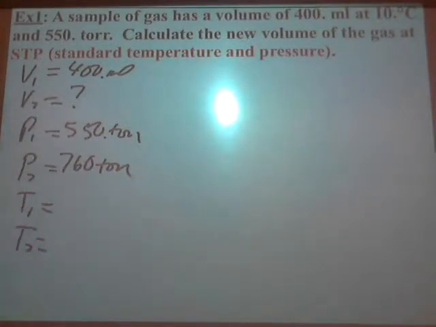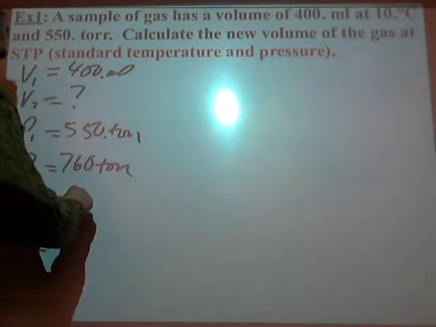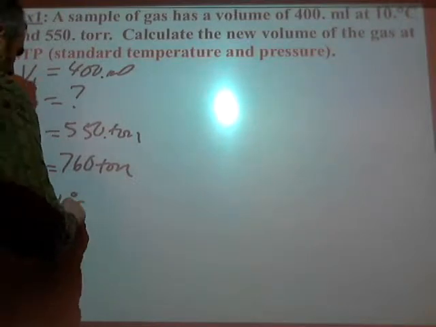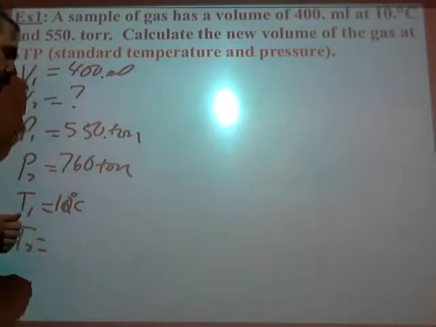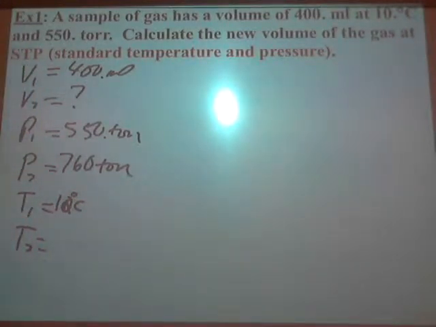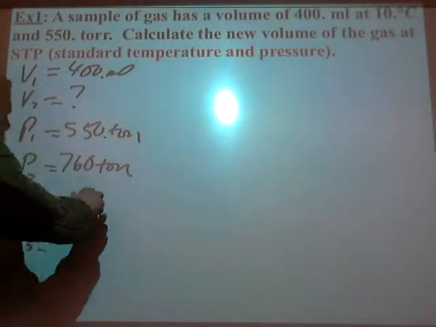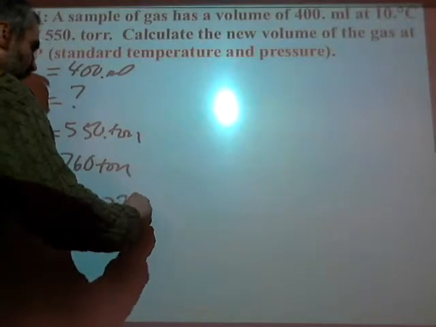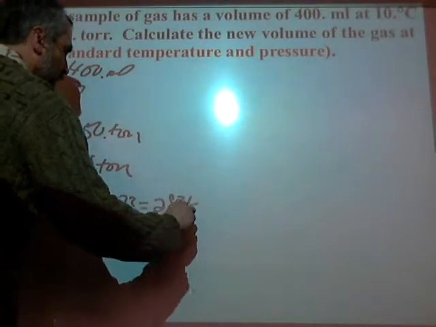Good. What's my T1? Look at T1 here. 10 degrees Celsius. All right, 10 degrees Celsius. Can I use that? No, I'm going to have to add 273 and get 283 Kelvin.